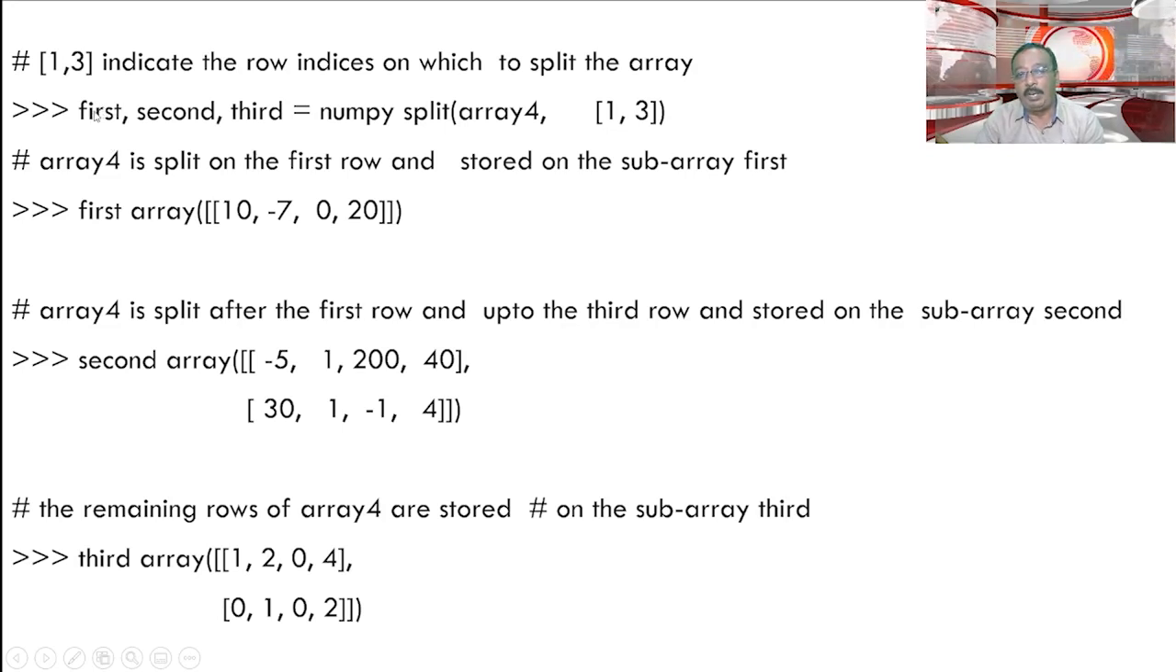So the first row will be available in the first array, rows 2 and 3 will be available in the second array, and the remaining available in the third array. So you can see the result displayed. Array 4 is split at the first row and stored in the subarray first. When you display the first array, it has the first row alone. Then array 4 is split after the first row and up to the third row. So the second array will contain row number 2 and row number 3. The remaining rows of array 4 are stored in the array called third.